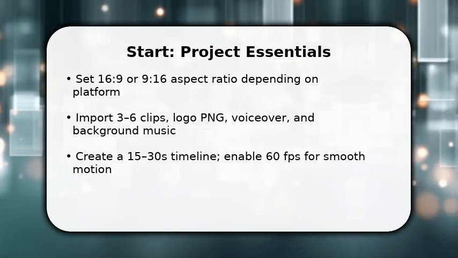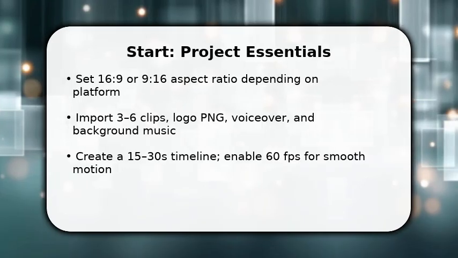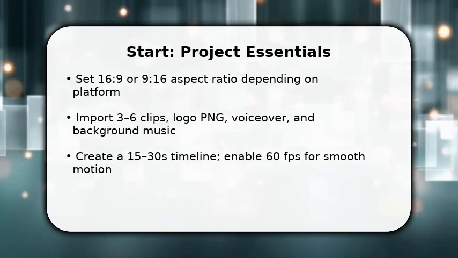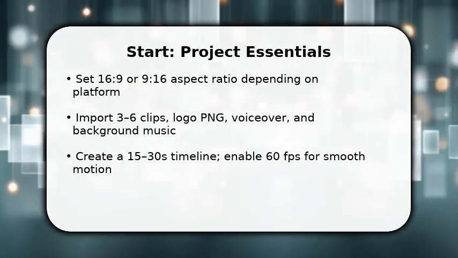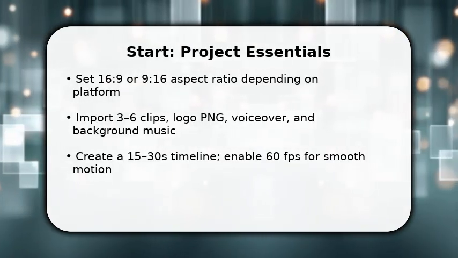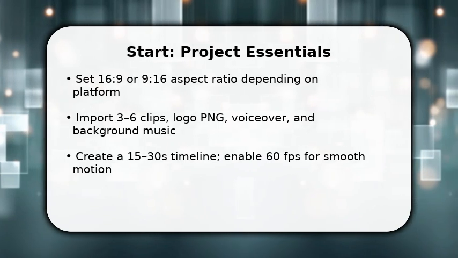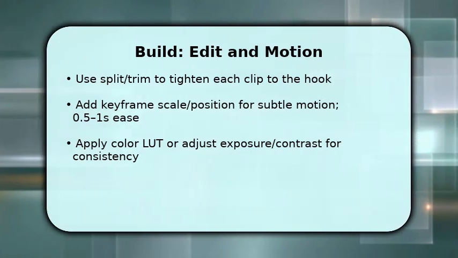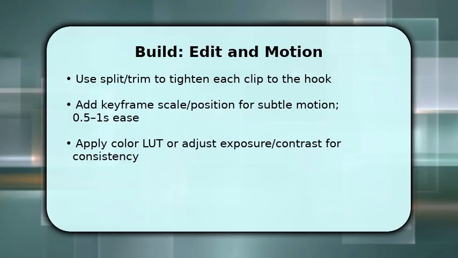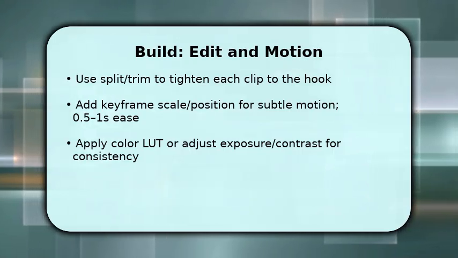Once done, lay out a 15 to 30 second timeline and set playback to 60 FPS for smooth motion. Now trim the rough clips to the strongest 3-6 shots, keeping each under 3-5 seconds to maintain ad pacing and focus. Next, tighten the story. Split and trim to create a clear hook within the first 3 seconds because viewers decide fast.